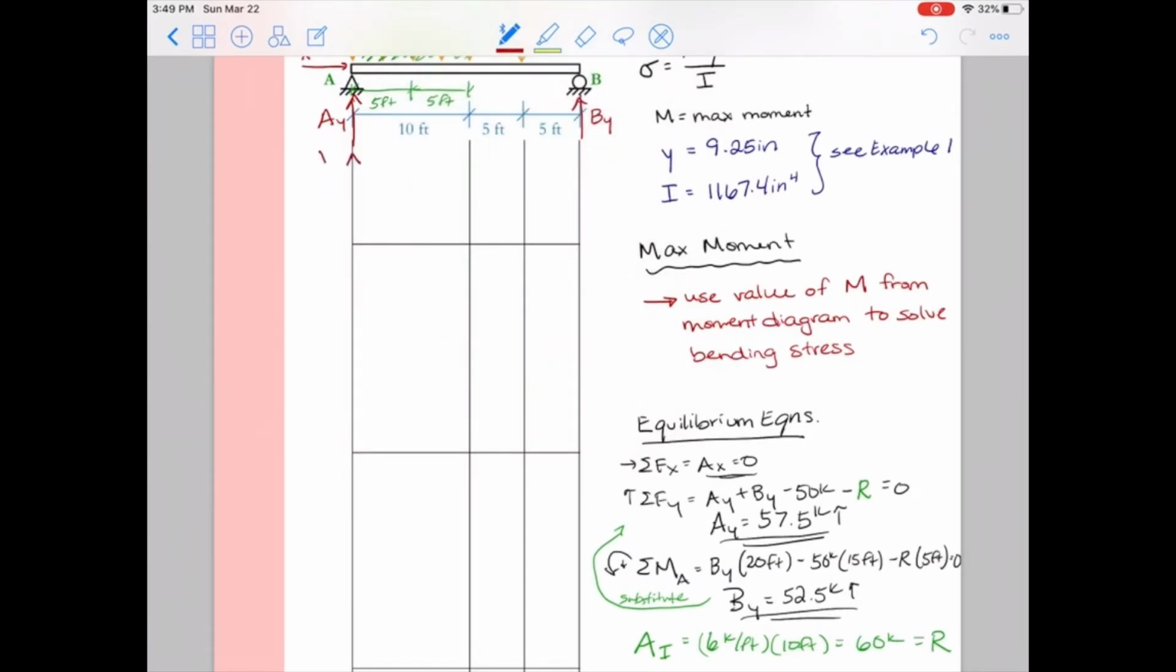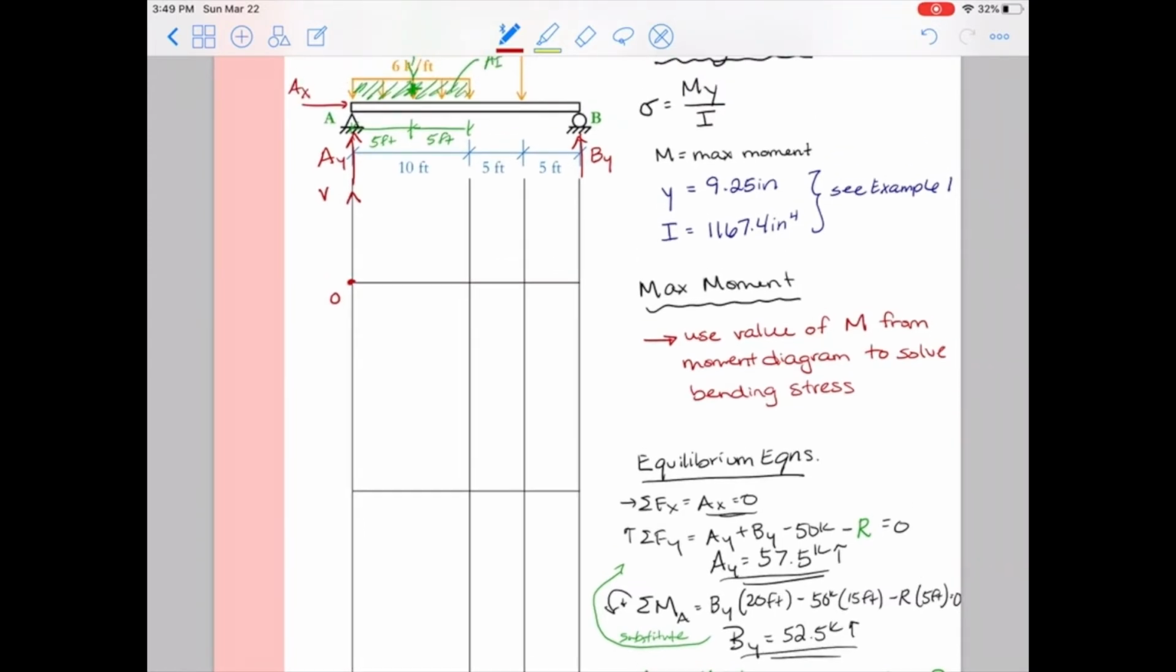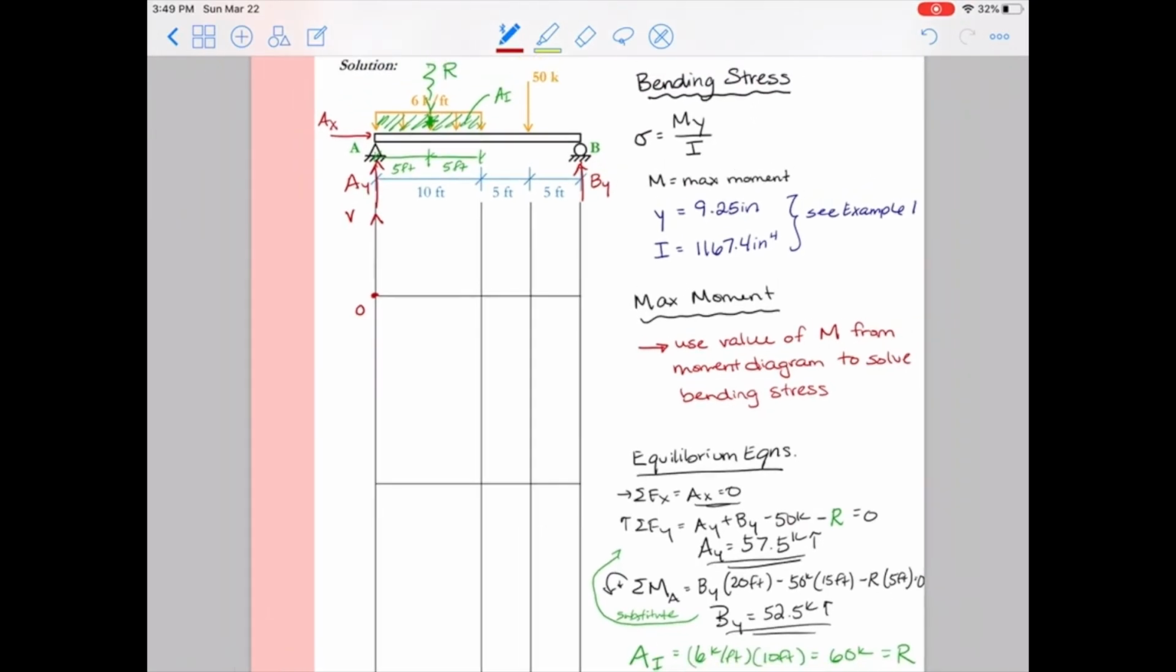Alright, so let me label my shear. I start at 0, and then I immediately jump up from the point load Ay. So I jump up a value of Ay, or 57.5 kips up. So that arrow pushes my shear diagram. Think of the arrows pushing your shear diagram. Ay pushes my shear diagram up 57.5 kips.